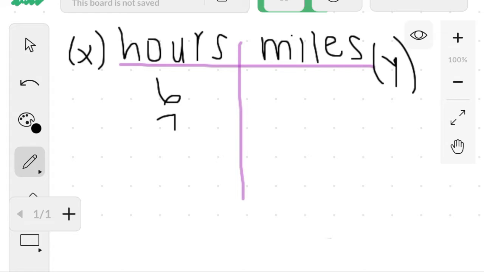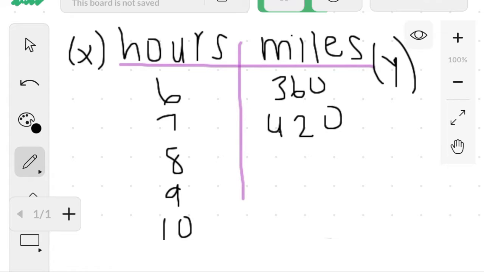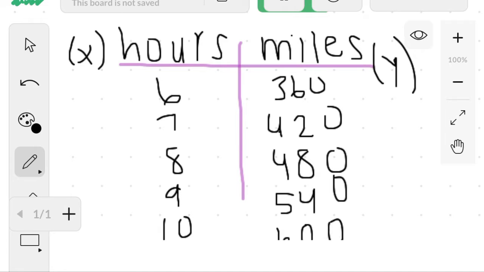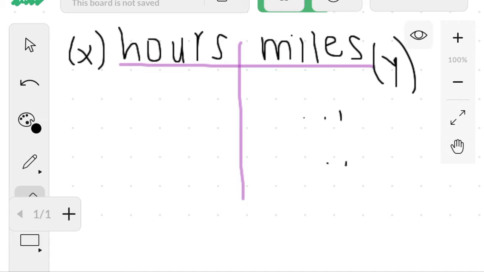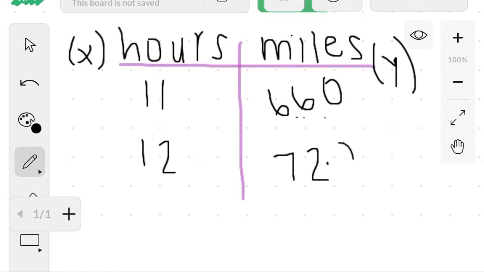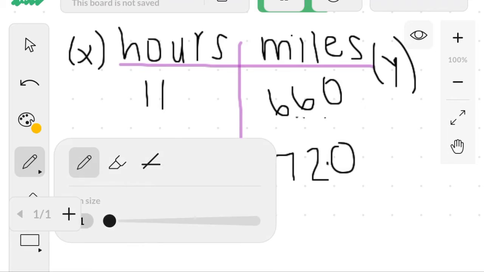You will continue filling in the chart for however many hours it was when we started. As the number of hours gets bigger, so does the number of miles. When you get to 12 hours, it should be 720 miles. If it isn't, then you need to recheck your math to see if it's correct.